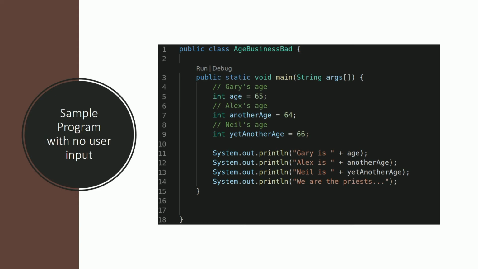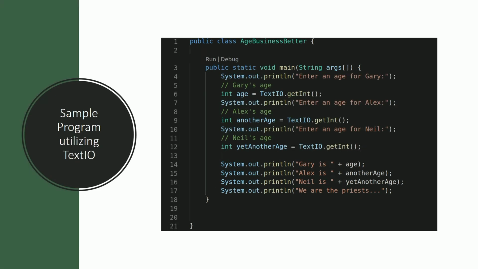So we're going to try to remedy that in another program that we'll look at here. This one's Age Business Bad, but we'll look at Age Business Better, which actually gets some input so we can figure out what Gary, Alex, and Neil's ages are, and then do stuff with that later on in those System.out.println lines. This is great because now we can hand them the program and ask them to put the information in, and then we can do stuff with that information later in our program, and we never need to be there.